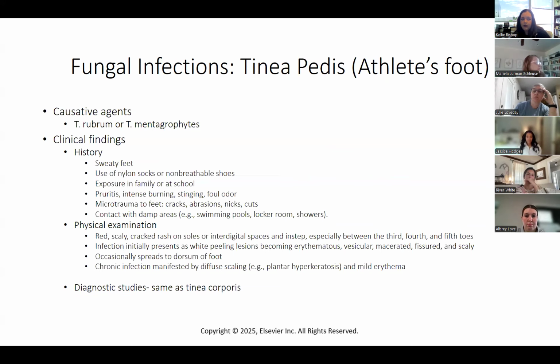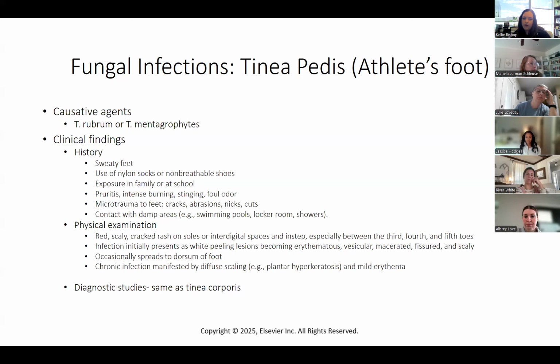Athlete's foot is tinea pedis: sweaty feet, non-breathable shoes, nylon socks, exposures. So like at home, if someone has it and they're taking showers in the same shower, or in locker rooms, walking around barefoot and things like that. It can itch, but it's more of an intense burning and stinging, and it can have a really foul odor. And then they get microtrauma, so they'll have cracks, abrasions, cuts on the feet, like scaling and peeling.